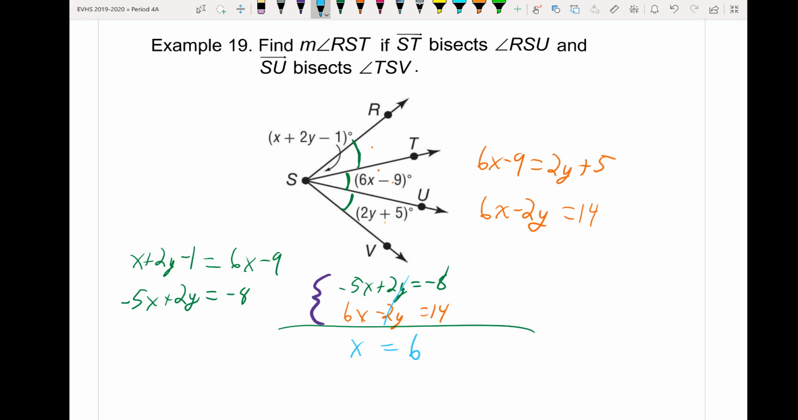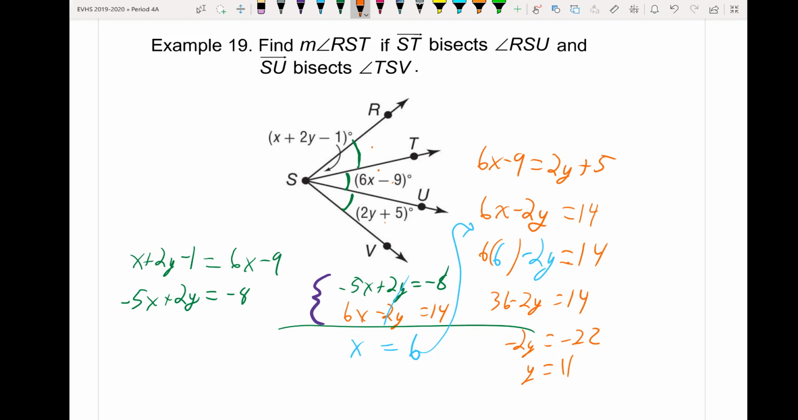Now, take that and plug it into either one of your original equations. I'm going to plug it in up here. 6 times 6 minus 2y equals 14. 36 minus 2y equals 14. Negative 2y equals, subtract 36. 14 minus 36, help me out. Negative 22. Therefore, y equals 11. And then I trust y'all can plug back in from there. Okay? Plug those two into there.